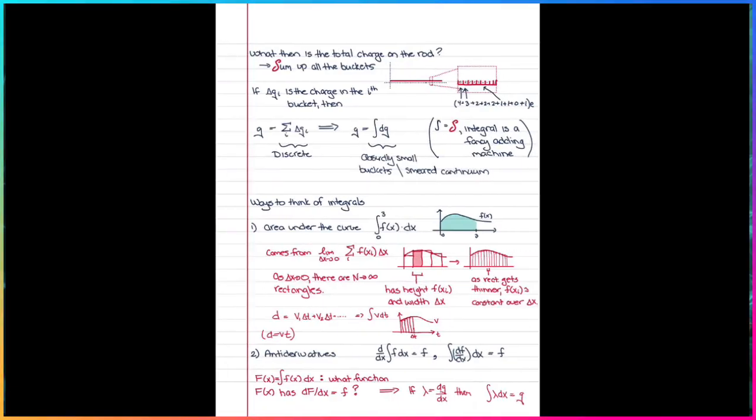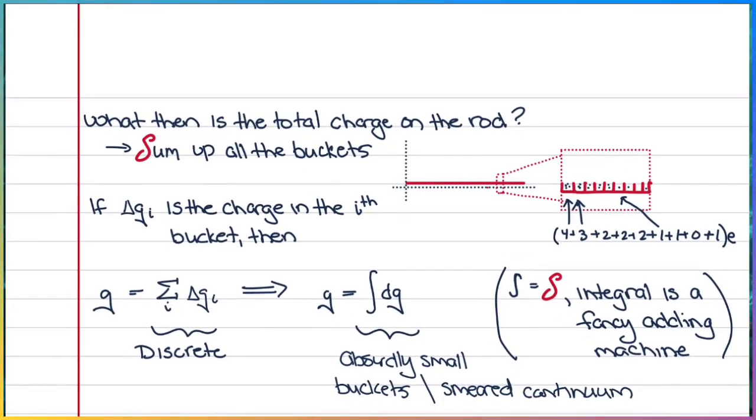Well, if I think of this thing as buckets, then if I want to figure out the total charge on the rod, I should just sum up all the buckets. So if I have some rod, and I just look at the individual buckets, I could then just start counting the amount of charge that's in each bucket to give me the total charge on the rod. And again, the idea is I'm zooming in so that these buckets are ungodly small, and then adding them all up in a kind of brute force way.